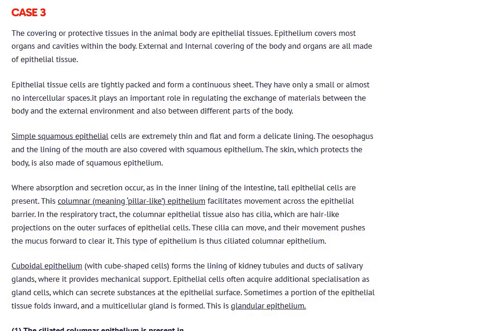Epithelial cells often acquire additional specialization as gland cells, which can secrete substances at the epithelial surface. Sometimes a portion of epithelial tissue folds inward and a multicellular gland is formed. This is known as glandular epithelium. So all the glands we know, like the thyroid gland and several other glands, are made up of glandular tissue, which is made up of cuboidal epithelium.